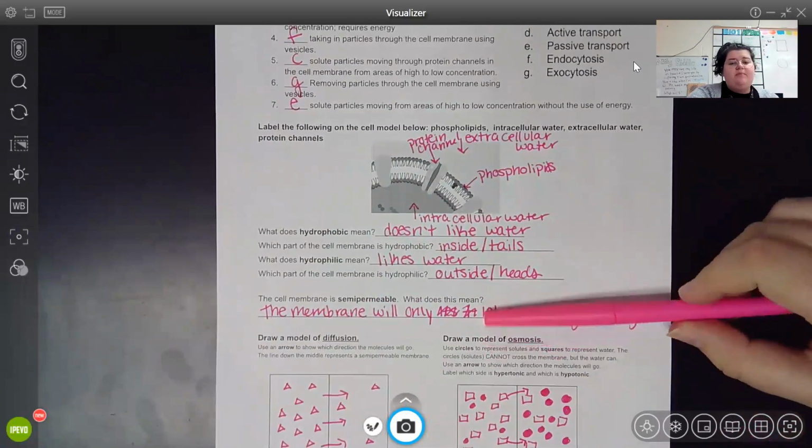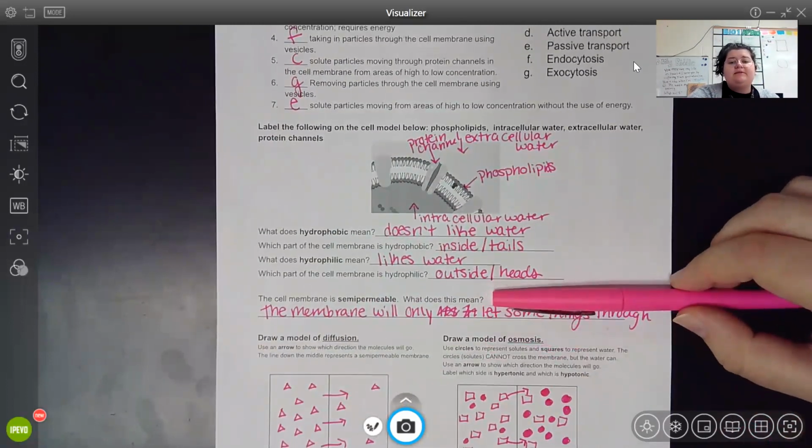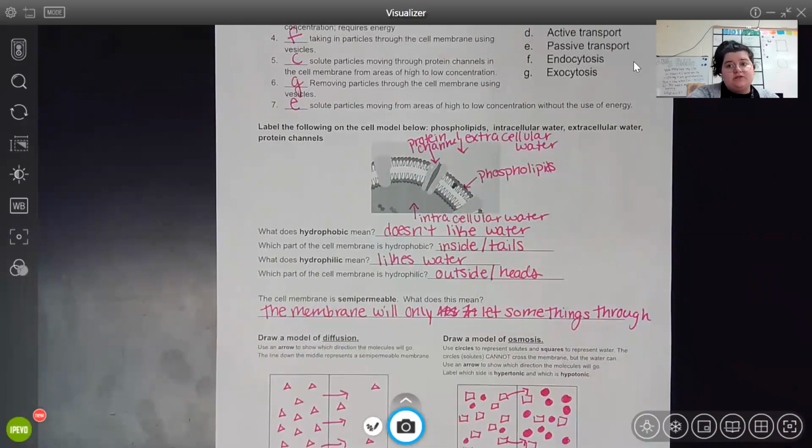A semi-permeable membrane. Semi-permeable means that it'll only let some things through, right? So it's going to be semi-permeable based on the size of the molecule, and if it's hydrophobic, hydrophilic, stuff like that, it'll only let some things through.